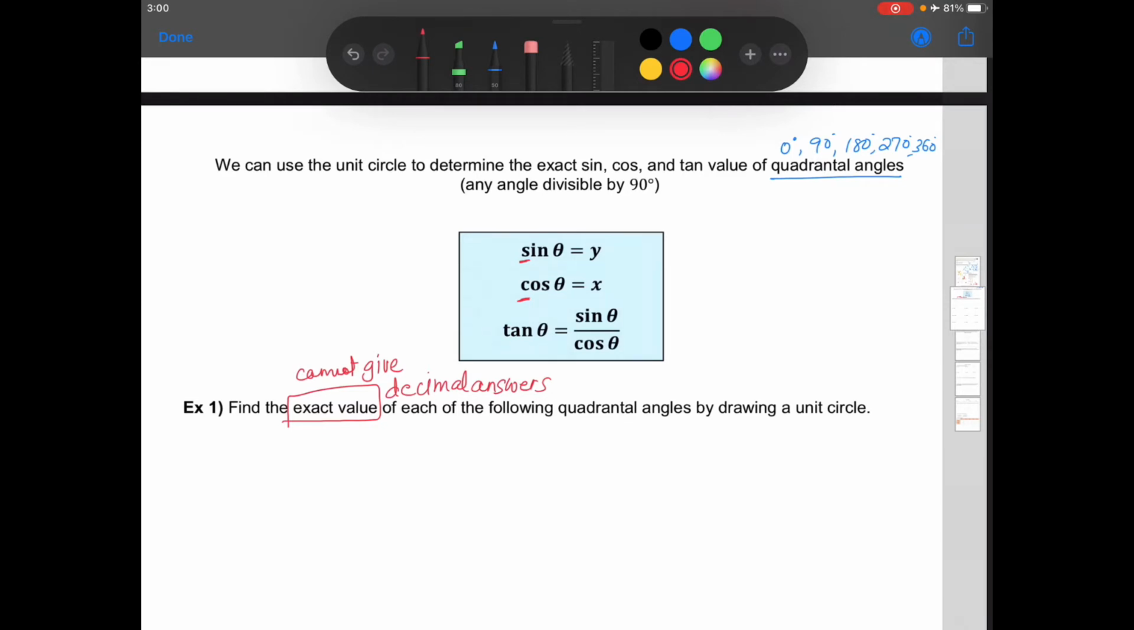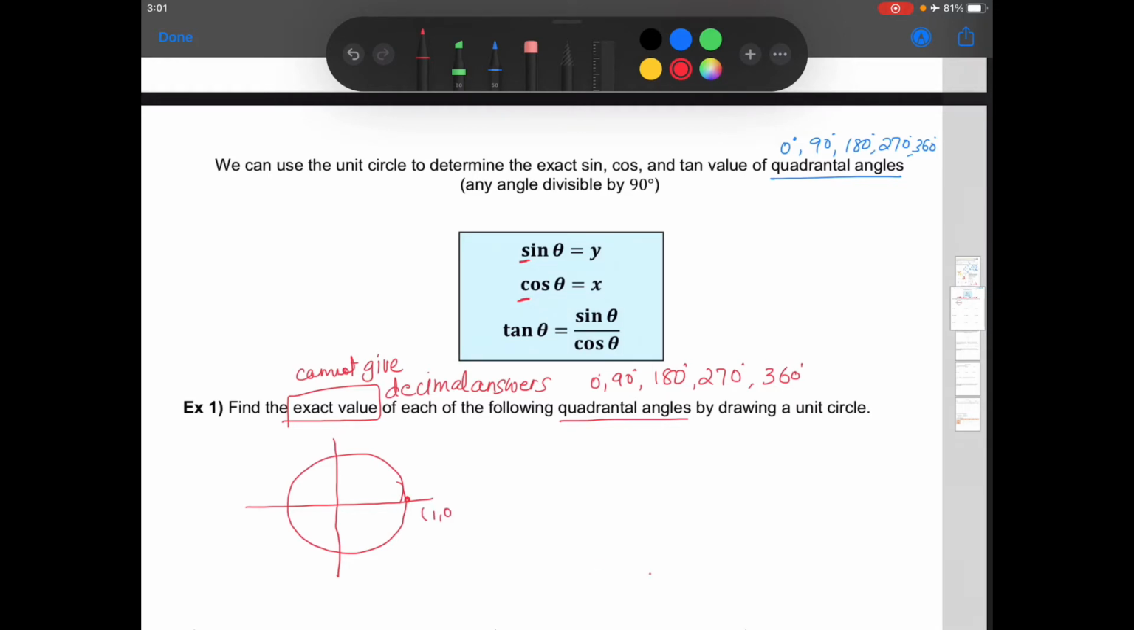Find the exact value of each of the following quadrantal angles. Again, we know what our quadrantal angles are. I'm going to write them again here: 0, 90, 180, 270, and 360, by drawing a unit circle. Okay, so let's draw a unit circle. We should be very comfortable by the end of this lesson sketching a unit circle. A unit circle is a circle with radius 1. I could have drawn better, but I guess I'll suffice with this.